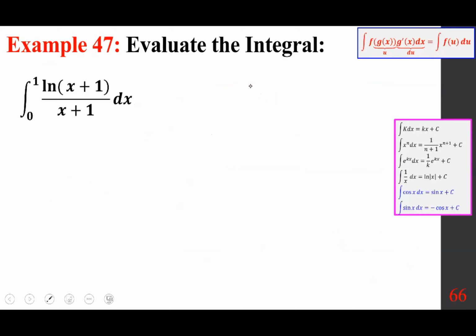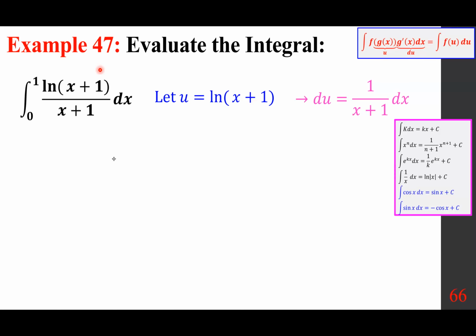The integral of ln(x plus 1) over x plus 1 dx, as the limits go from 0 to 1, and we are going to do the substitution anytime natural log is involved. That's the choice of u. And what is the derivative of ln of x plus 1? In other words, du/dx is 1 over x plus 1 times 1. So du is 1 over x plus 1 times dx.